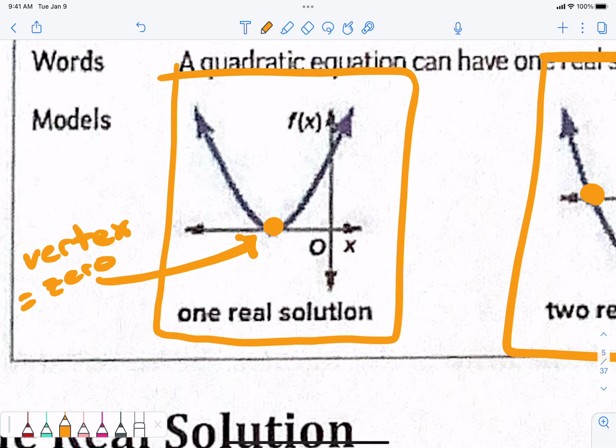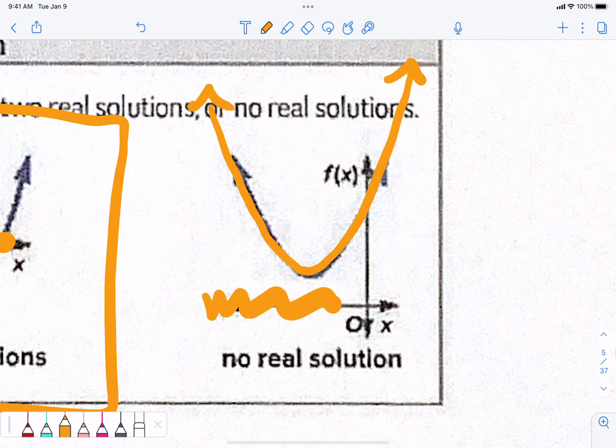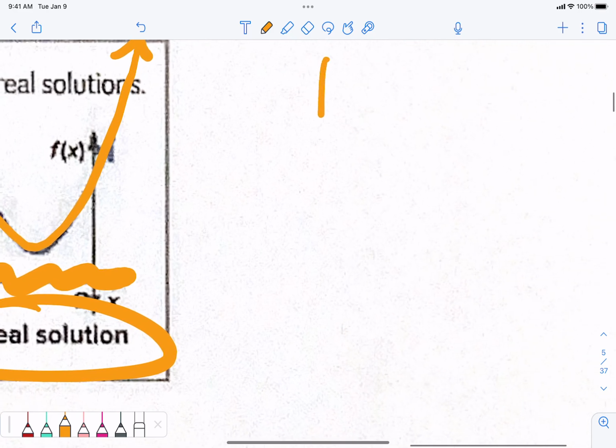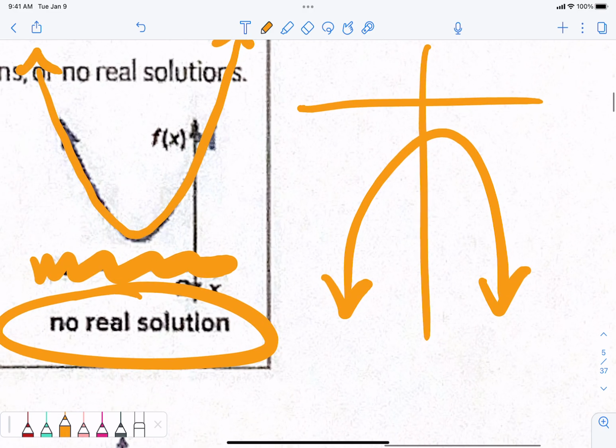Now, you could have the scenario on the third graph where he's completely above and he's only going to continue to go up from there, so he's never going to touch this line, in which case we have no solutions, all right? Now, he could face down as well. If he goes like this, he's still not going to touch, right? So it's not that every graph has to face up, right? So if he faces down, that will still have no solutions.